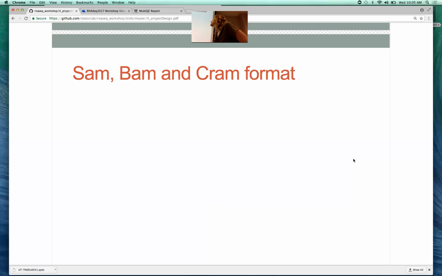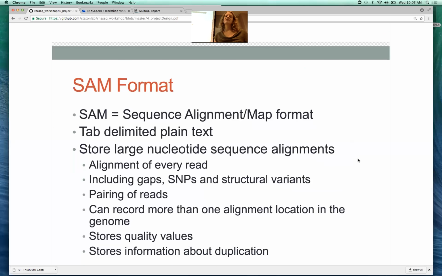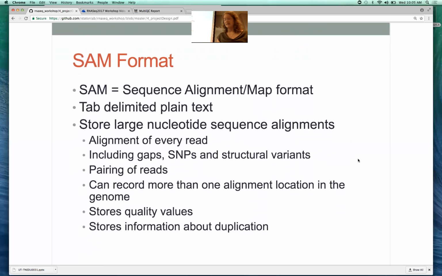All right, a little bit more about file formats that we're going to see today. The SAM format stands for Sequence Alignment Map Format, and this does indeed store sequence alignments. Once you've aligned a read to a genome, you want to capture that information about where it aligned. So if a read ends up on chromosome 1 at 2 million base pairs, you might want to capture information about: are there gaps between the read and the reference? Are there SNPs? Are there structural variants?